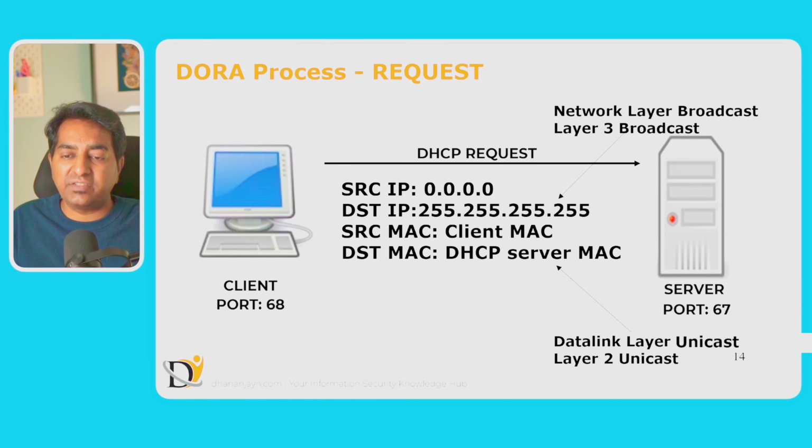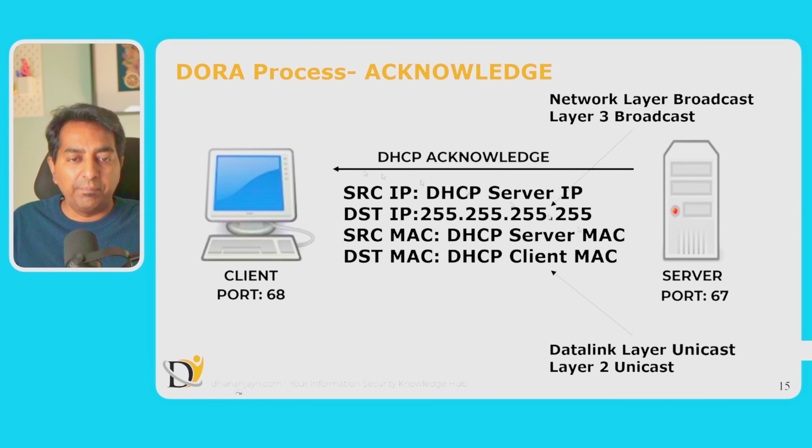Moving to the next phase, this computer now requests the IP from the DHCP server. Again, this computer still does not have an IP, so a broadcast is done. The source MAC address is the client MAC address, and the destination MAC address is the DHCP server's MAC address, so the request goes to the DHCP server. Here again a network layer broadcast happens, and on the frame level, it is the data link layer where layer 2 unicast happens. Now going to the next phase, the acknowledge phase.